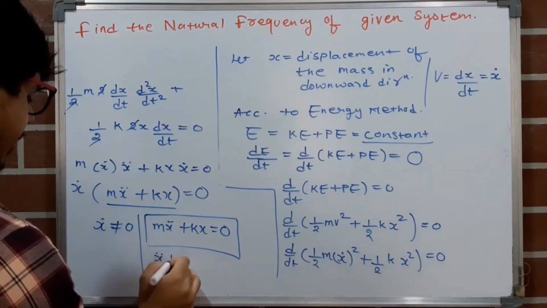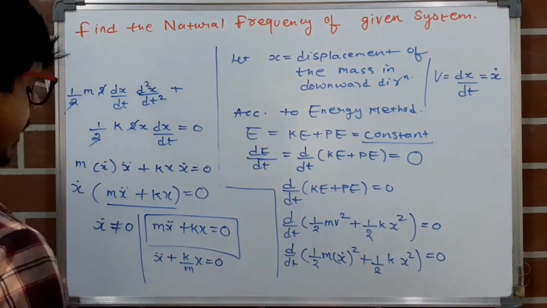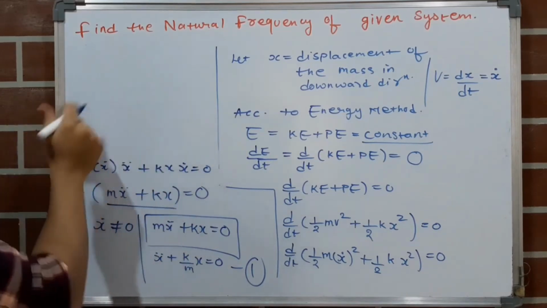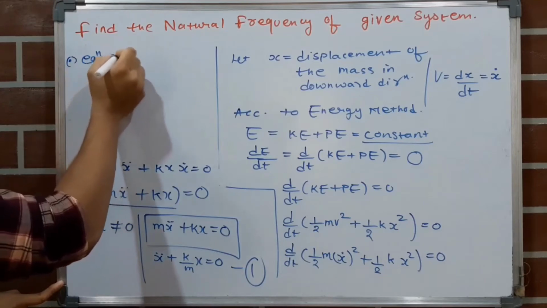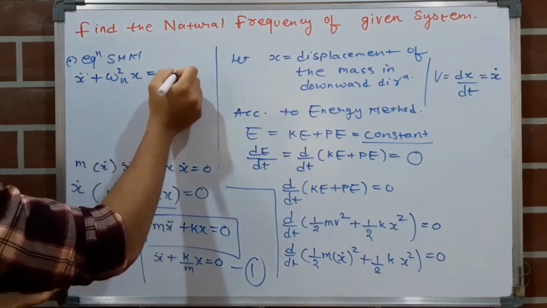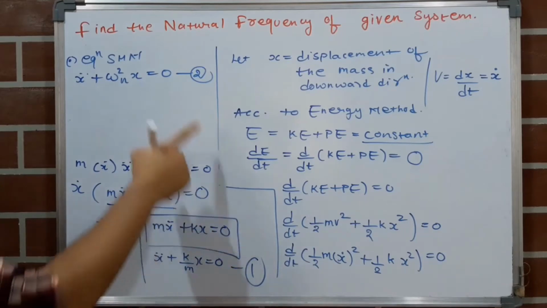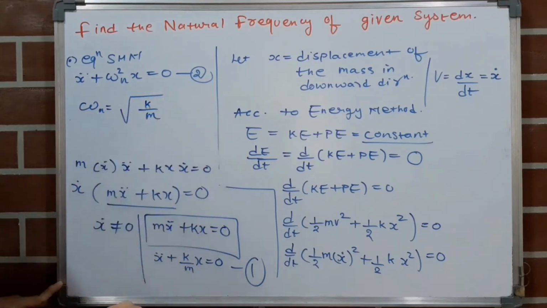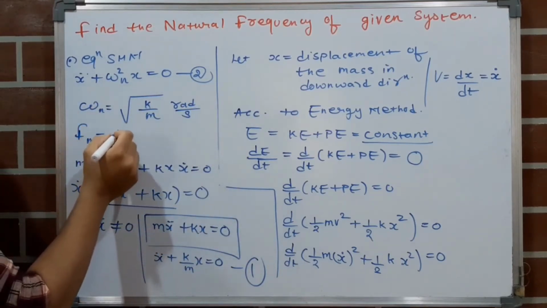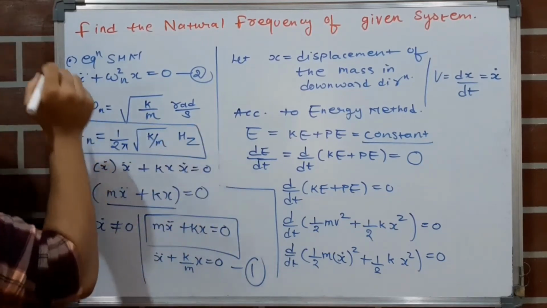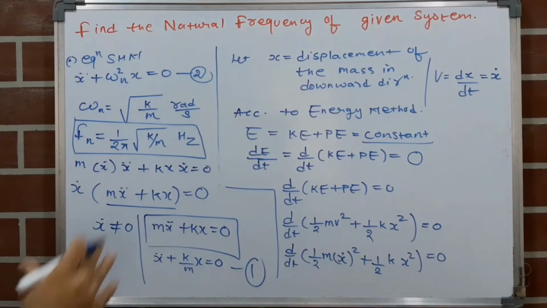So this will be x double dot plus k by m into x is equal to 0. Let this be equation 1. Now we know the fundamental equation of simple harmonic motion. What is it? The equation of SHM is x double dot plus omega n square into x is equal to 0. Let this be equation 2. If we compare equations 1 and 2, we get omega n is equal to under root of k by m, and its SI unit is radian per second. If you want to find the frequency, f is equal to 1 upon 2 pi under root of k by m, in hertz. So this is the natural frequency of the given spring mass system using the energy method.